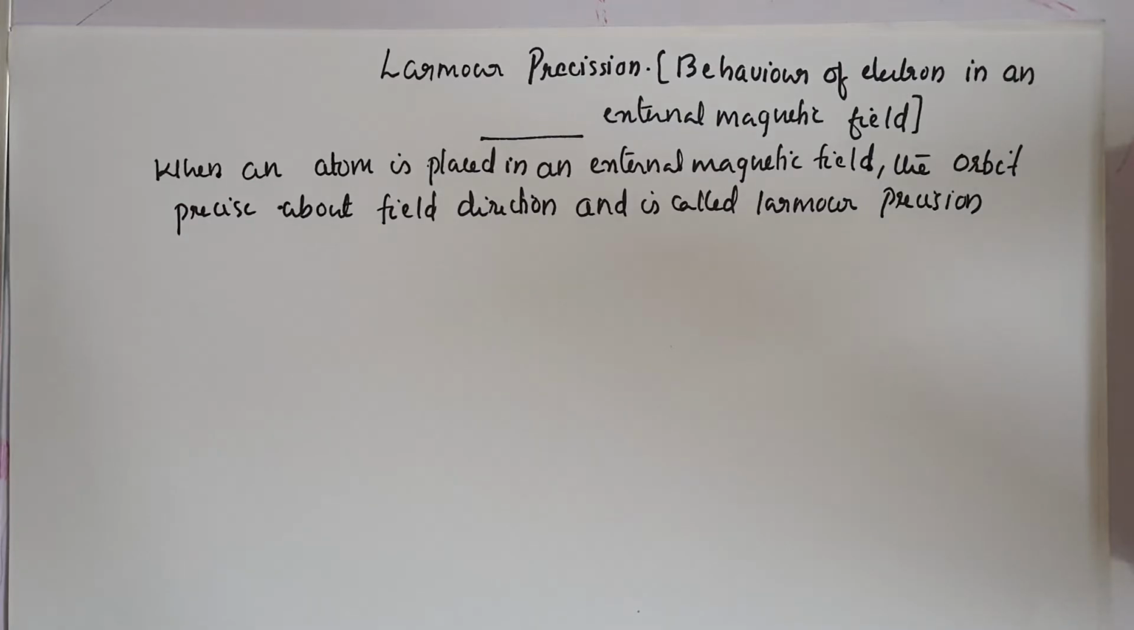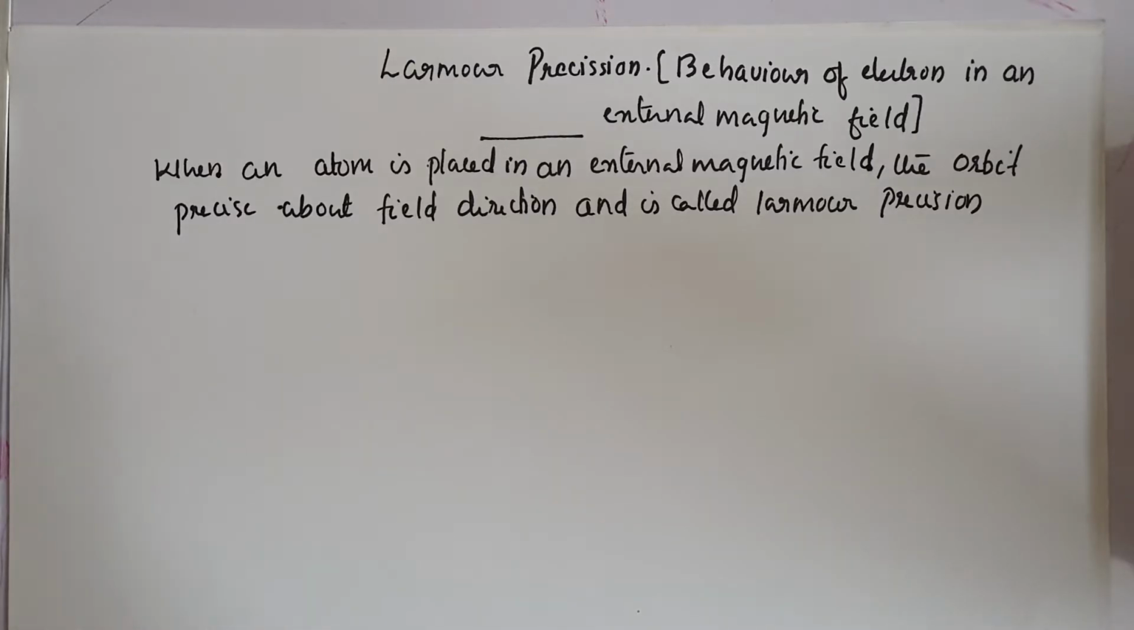Larmor precession, behavior of an electron in an external magnetic field. So in an atom, the electron is moving around the nucleus in a circular orbit, and this electron is a charged particle, and the motion of this charged particle will produce a current, and hence the electron moving in a circular orbit is equivalent to a current carrying loop, or the orbit can be considered as a magnetic dipole.